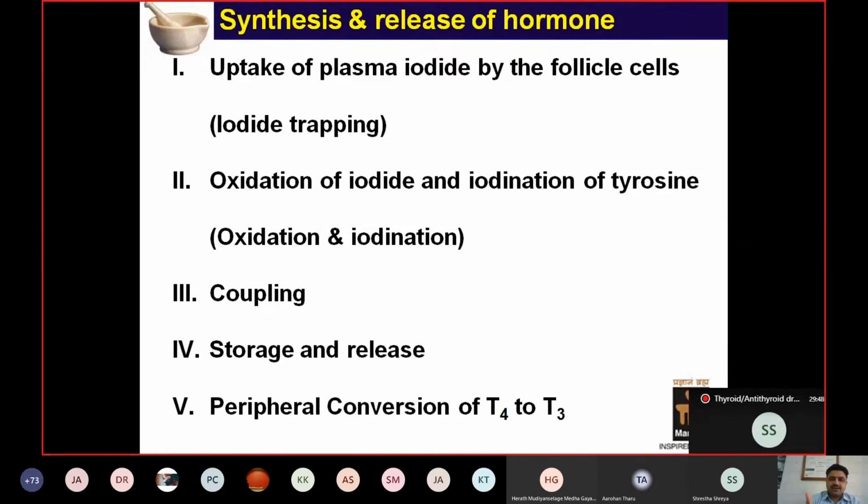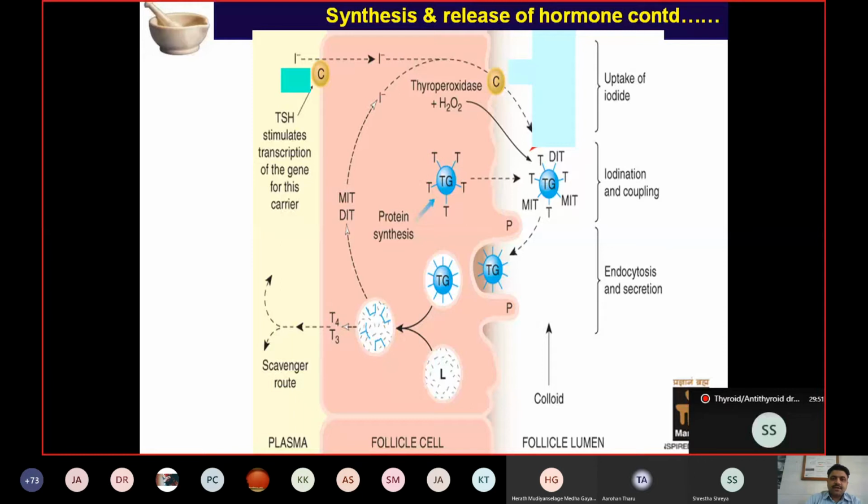Now let us talk about these steps one by one. This figure talks a lot about the synthesis and release. It is a very good diagram. There is a channel. Now this is a single lumen, and a single follicle cell is there, isn't it? It is the functional unit of thyroid hormone synthesis, that is what we said.